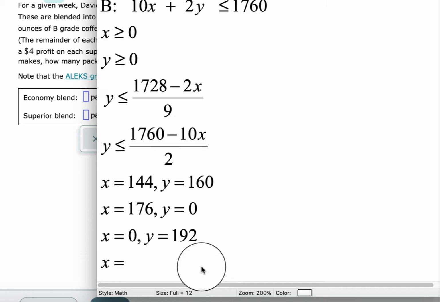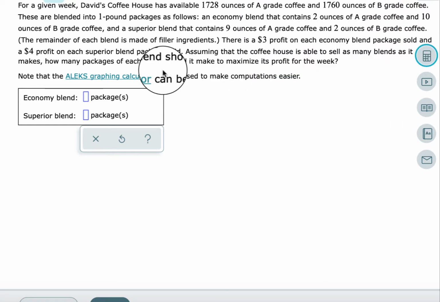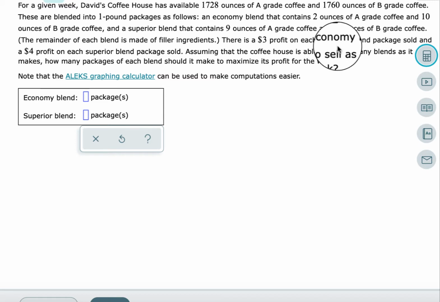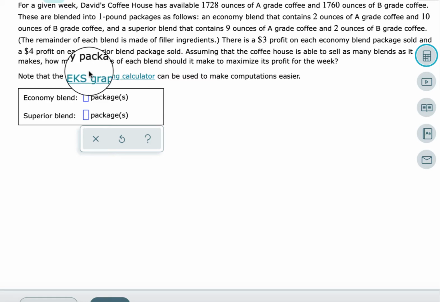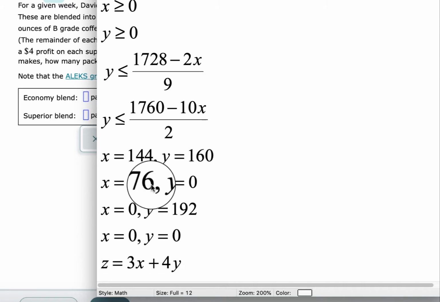X equal to 0 is another x value for the vertex when y is equal to 0, which was the origin. So that would be our other vertex. We're trying to maximize the profit, and we had earlier that profit was given by $3 for each of the economy blend packages sold and $4 for the superior. So 3x plus 4y is the function we're really trying to maximize, and I'm going to call that z. We're going to figure out which of these ordered pairs, 144, 160, 176, 0, 0, 192, or 0, 0 will maximize this equation, 3x plus 4y.